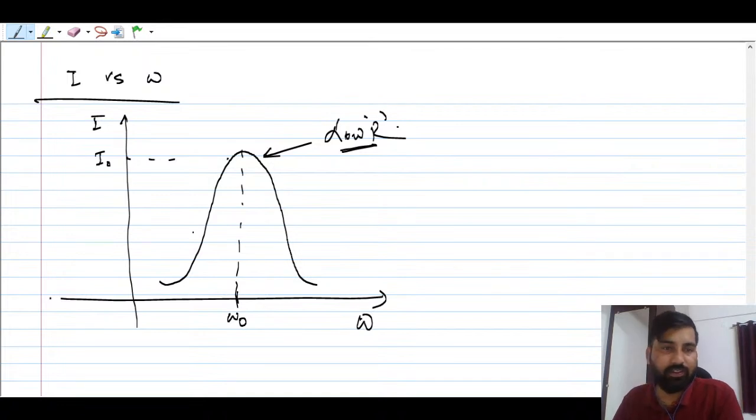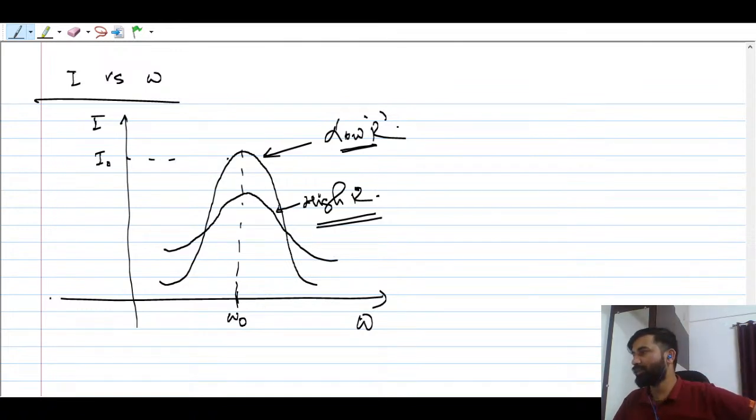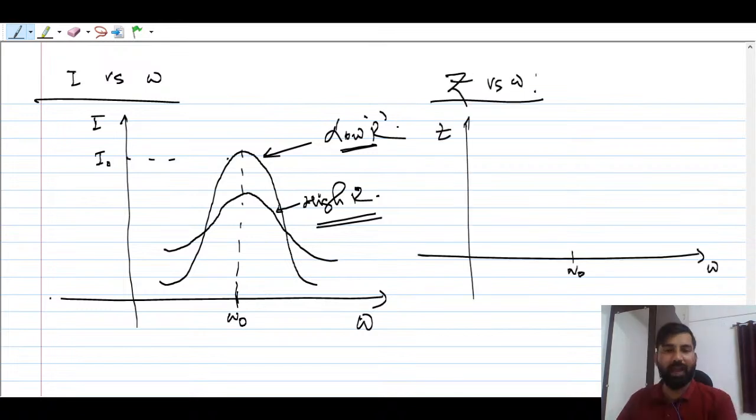And if the situation comes, you can have less current also, right? If the current is less, suppose you get this kind of situation, this graph is for high R. If the resistance is high, your current is going to be less only, right? Please remember this.